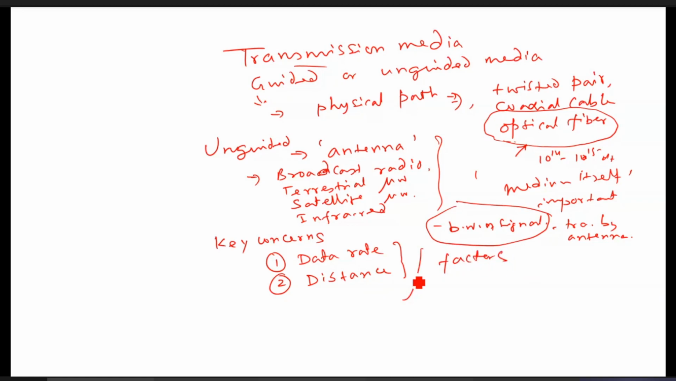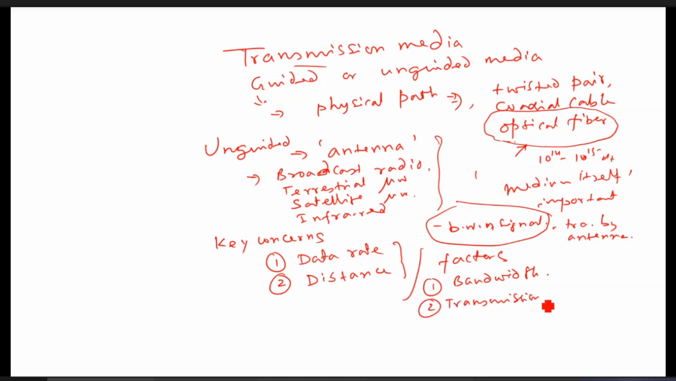Now the factors that affect these two key components: number one is the bandwidth. Greater the bandwidth, obviously greater the data rate. This is the bandwidth that we have just seen. If the other factors remain constant and you increase the bandwidth, then R, the data rate, will increase. That is the first one.